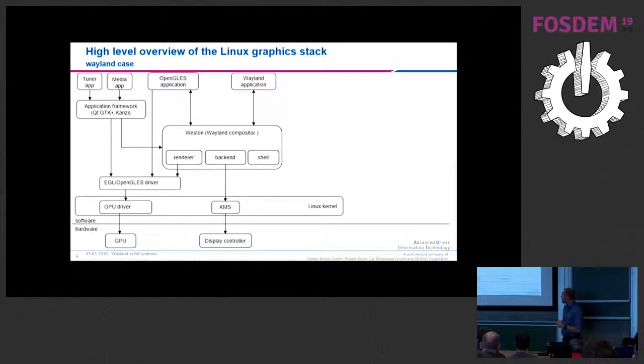So this is the overview of the graphics stack, very simplified. You can see on the upper level the applications, which can use some frameworks. In this diagram they are all using Wayland. They have to talk with the Wayland compositor, which is Weston in this case. There is the OpenGL driver. You can see here that the compositor and the applications are able to use the same driver thanks to the Wayland EGL implementation. And the compositor is then responsible for giving the final result of all applications to the kernel DRM driver and then to the display.